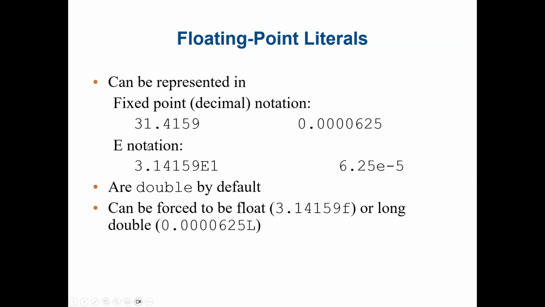One thing we should also know is that these are always double by default and can be forced to be float. You have to add a lowercase f to it. Or if you want it to be long, you have to add an uppercase L to it. So by default, 31.4159 is double.